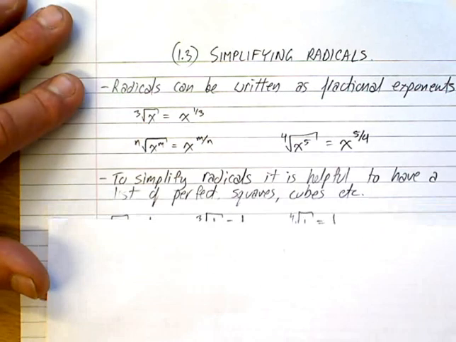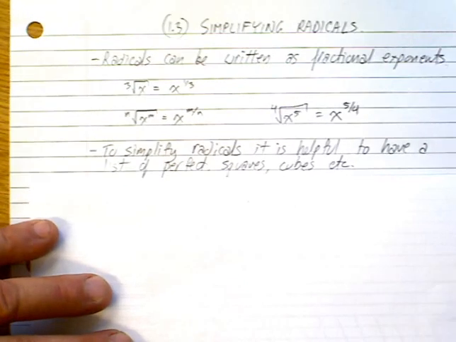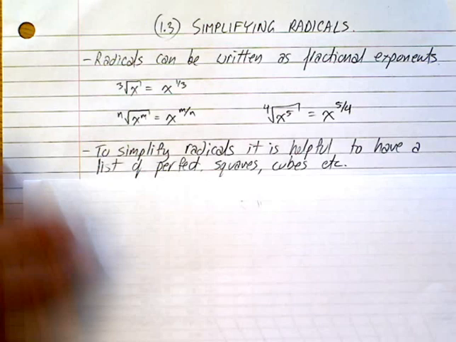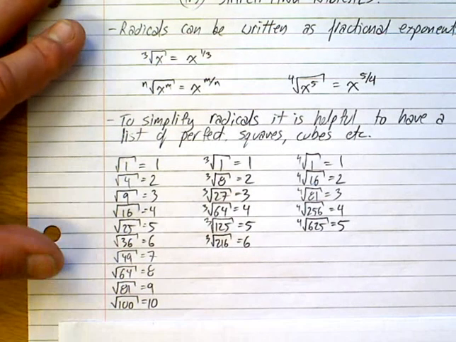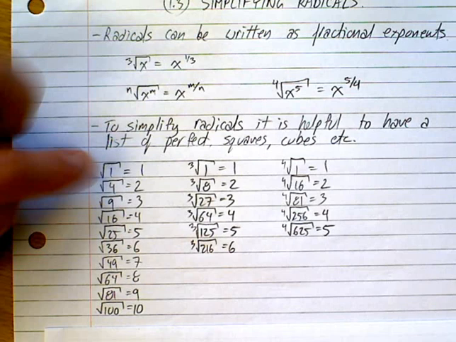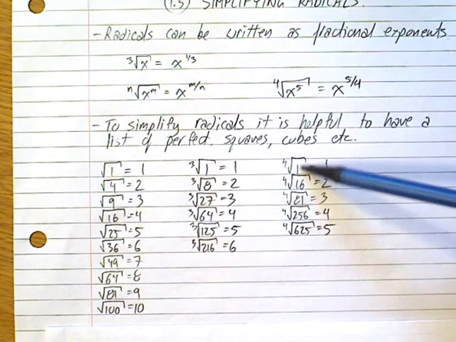Now, to simplify radicals, folks, it's helpful to have a list of perfect squares, okay? A list of perfect squares, cubes, and so on. And I have made a list here for you. Pause it and copy it down. I'm going to keep going, okay? So these are my perfect squares. These are my perfect cubes, and these are my perfect powers of 4.